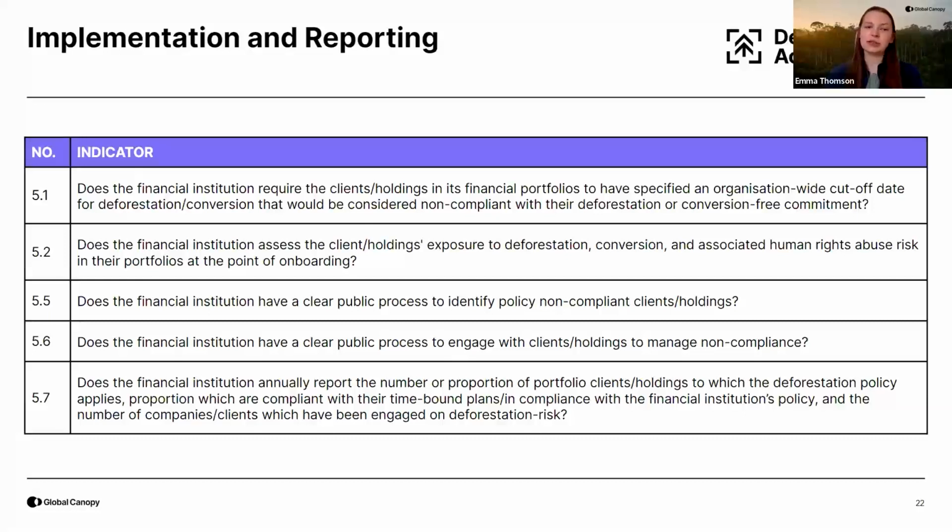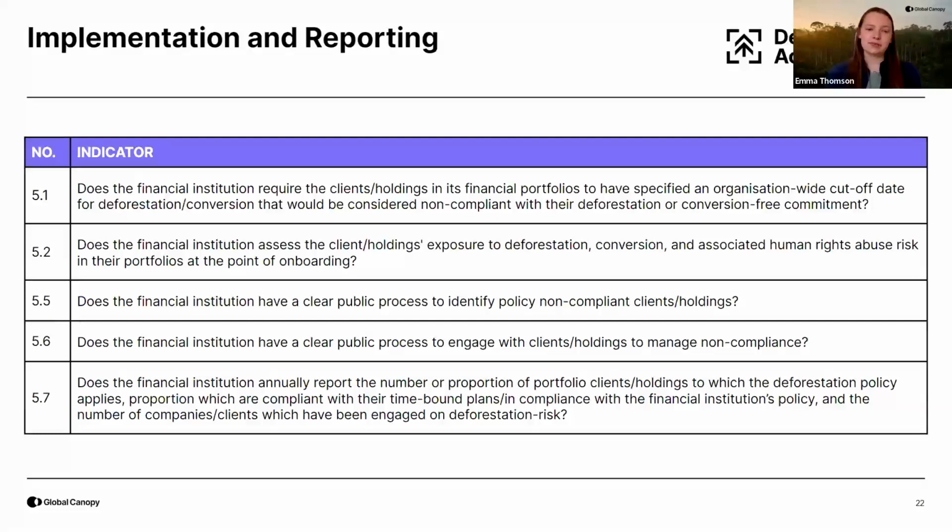Indicator 5.2 is whether the institution assesses their client or holdings exposure to deforestation, conversion, and associated human rights abuse risks in their portfolios at the point of onboarding, and also what processes are in place if that risk is identified. Indicator 5.5 is whether the institution has a clear public process to identify policy non-compliance in clients or holdings. 5.6 is whether following that non-compliance process, there's a process to engage with clients or holdings to manage non-compliance and ideally bring them back into compliance.